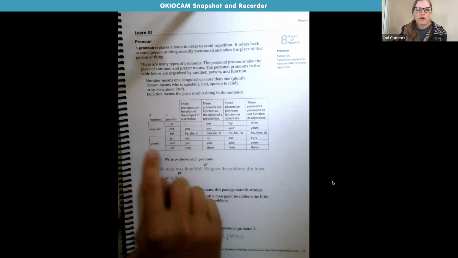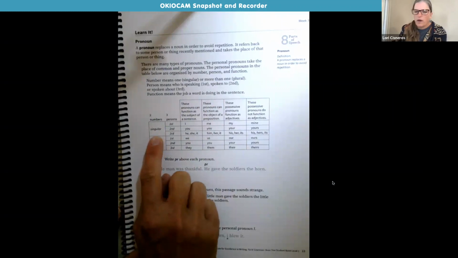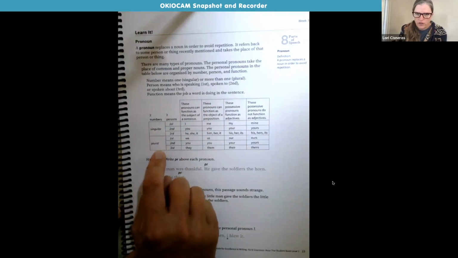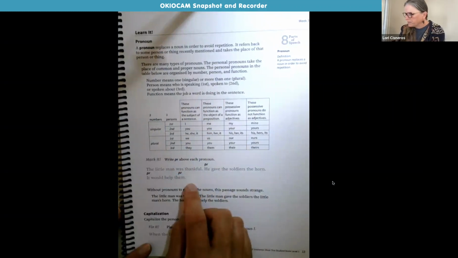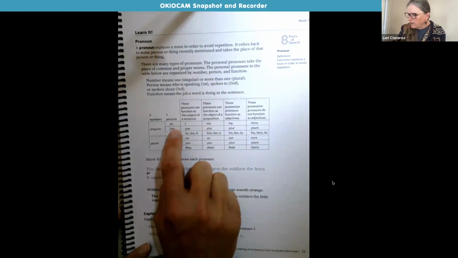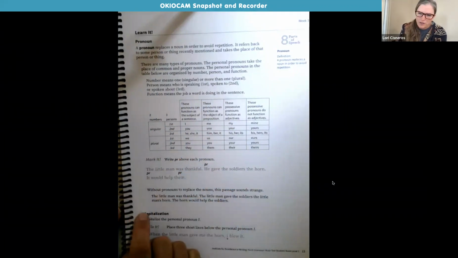So look at this chart right here on page 13. And it's talking about singular and plural. So you've heard those words before, I'm sure. So singular means one, if you're talking about one dog. And then there's plural, could be two dogs or three dogs. And here it's saying the persons. So there's first person, second person, third person.